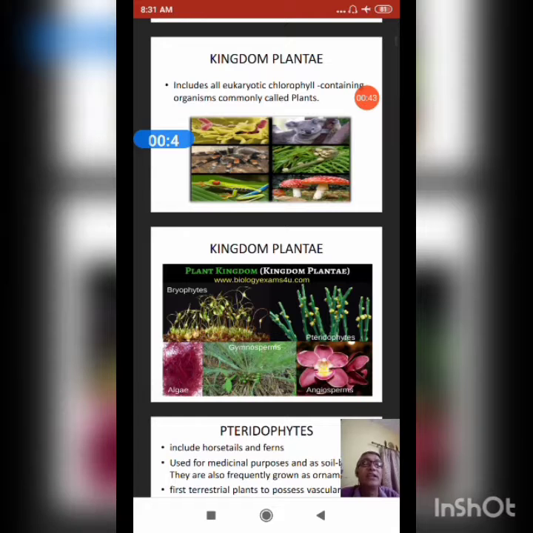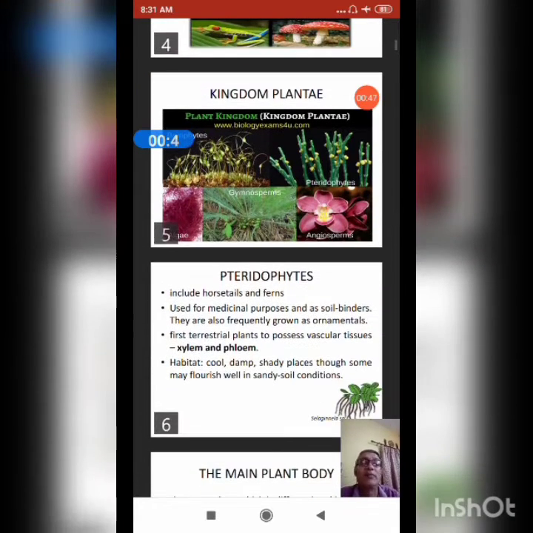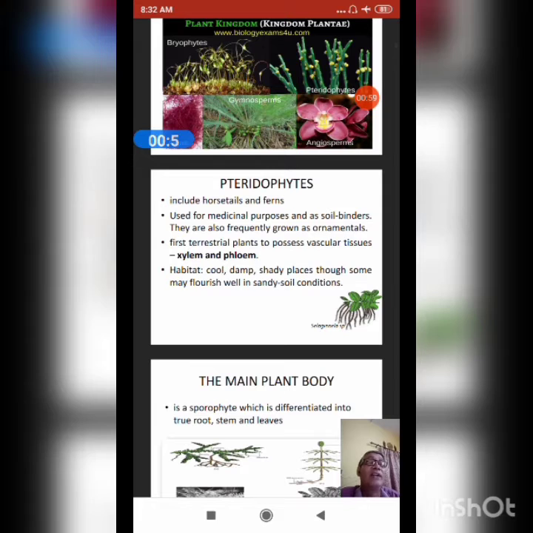The classification we have already discussed in my previous lecture. Let us talk about the pteridophytes. Do you know which are included as the pteridophytes? These are very common, horsetails and the ferns. What is their specialty? We use them for different purposes. They are used for medicinal purposes, and all are soil binders. Those are two important ecological roles. These are frequently grown as ornamentals also.